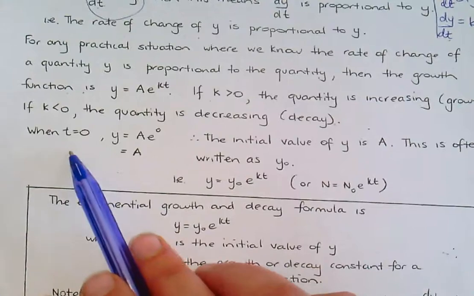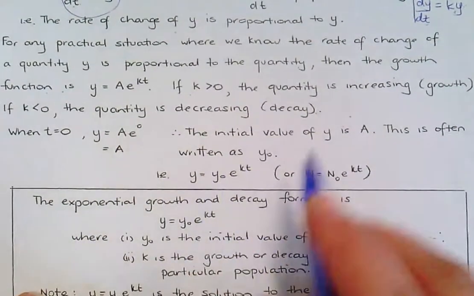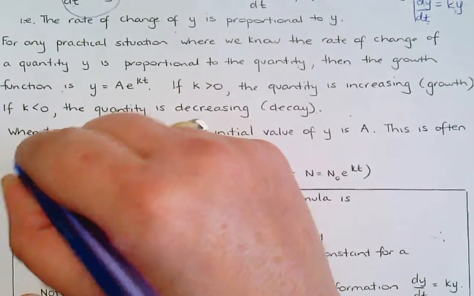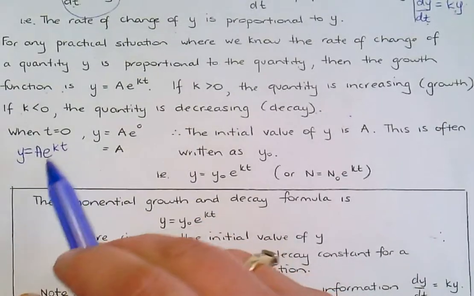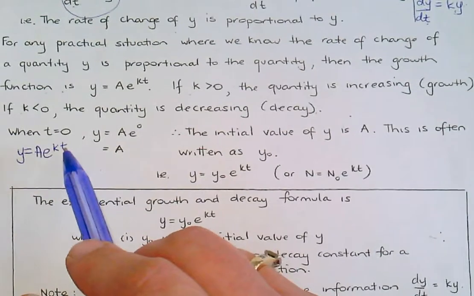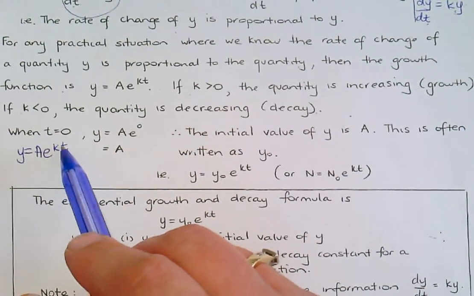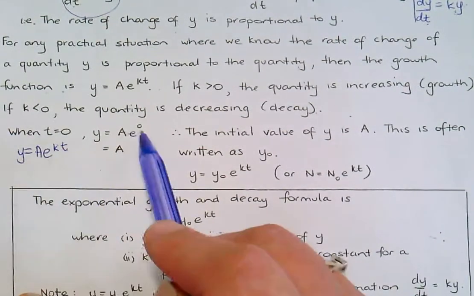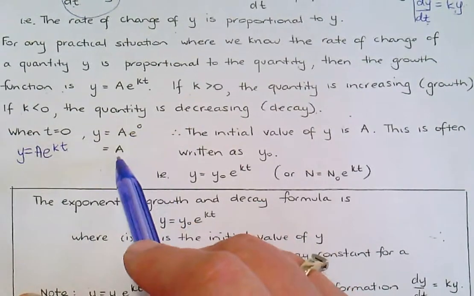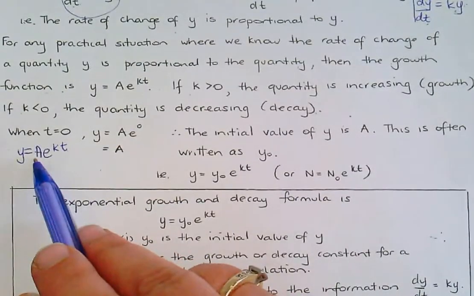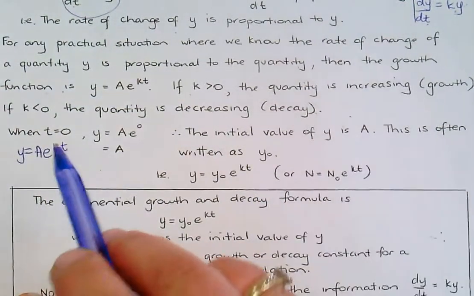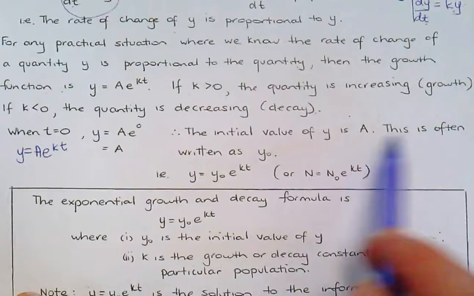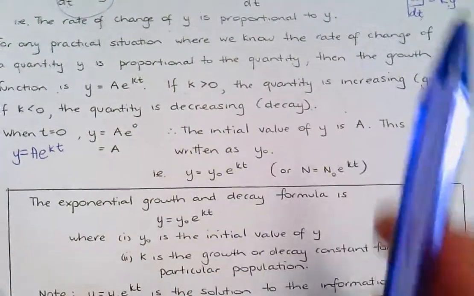Now, initially, and we've spoken about this before, if we look at the function y equals ae to the kt, if we substitute the initial time when t is 0, we get ae to the 0, which is a times 1, which is a. So when you look at this equation, the initial value of y is this a value at the front, and sometimes we write it as y0.